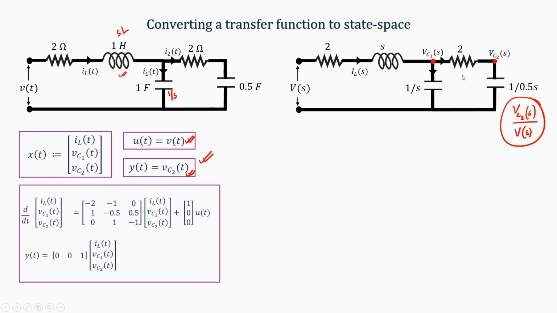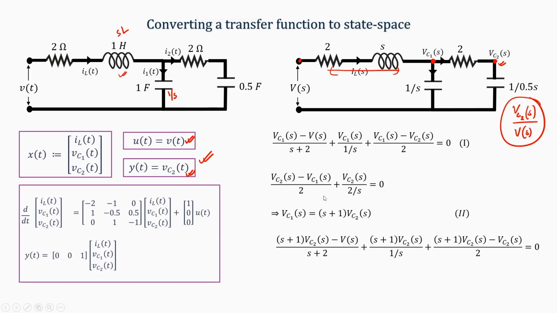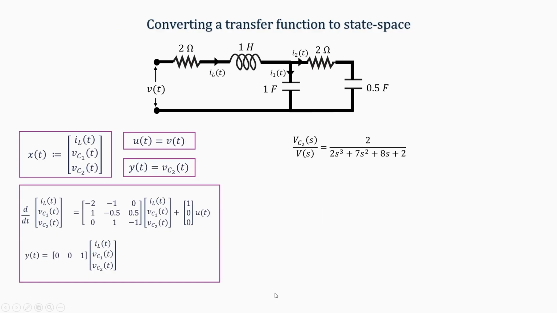If I write down the KCLs, you will see that (Vc1 minus Vs) divided by (s plus 2), plus Vc1 by 1 by s, plus (Vc1 minus Vc2) by 2, is the first equation that you get. The second equation that you get is Vc2 divided by 1 by 0.5s, plus (Vc2 minus Vc1) by 2. From here, if you keep on eliminating all the variables and keeping just Vc2 and V, you can come up with the transfer function of the system to be this. So, this is the transfer function of the system.